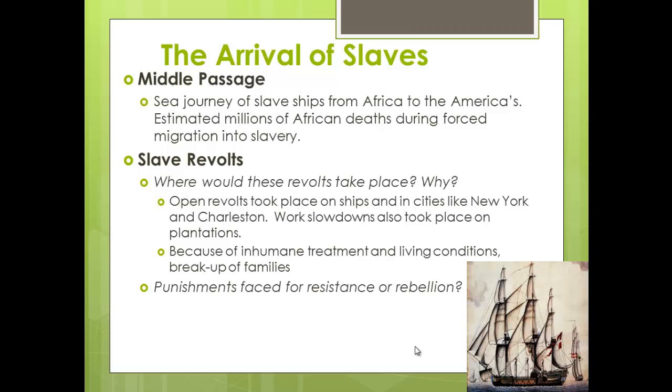So let's talk about the punishments that slaves faced for resistance or rebellion, and they were wide in variety and extreme as well. They could suffer extreme physical abuse, which was very common. You would see that slaves would often get whipped or beaten by their slave owners, and in some cases, especially for revolts or rebellions, that's where execution would come in.